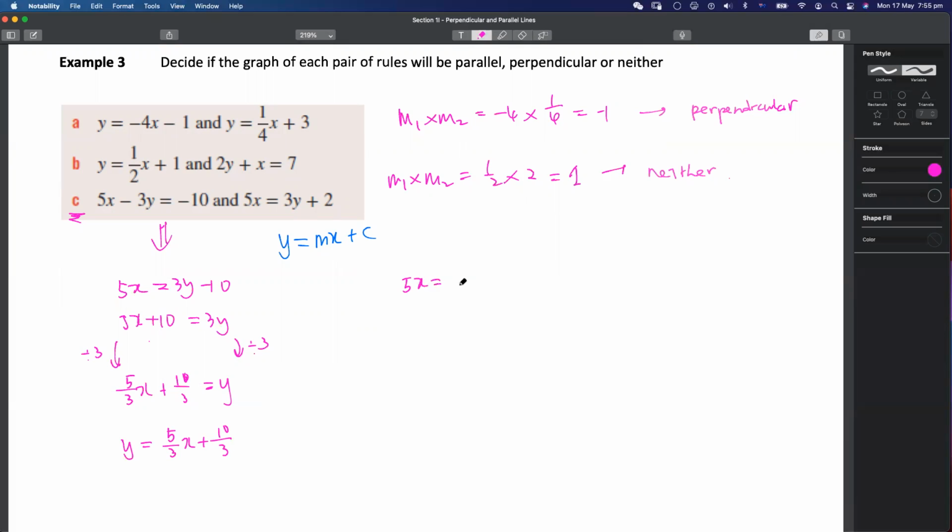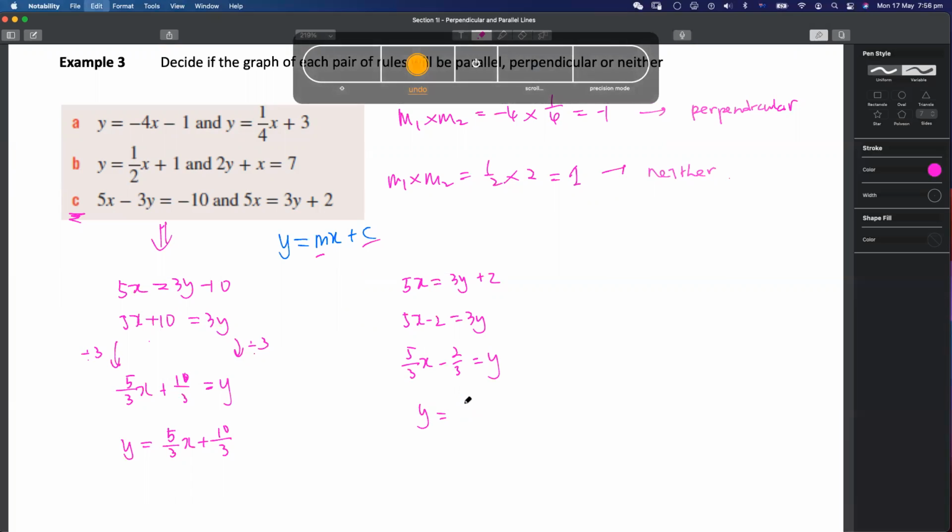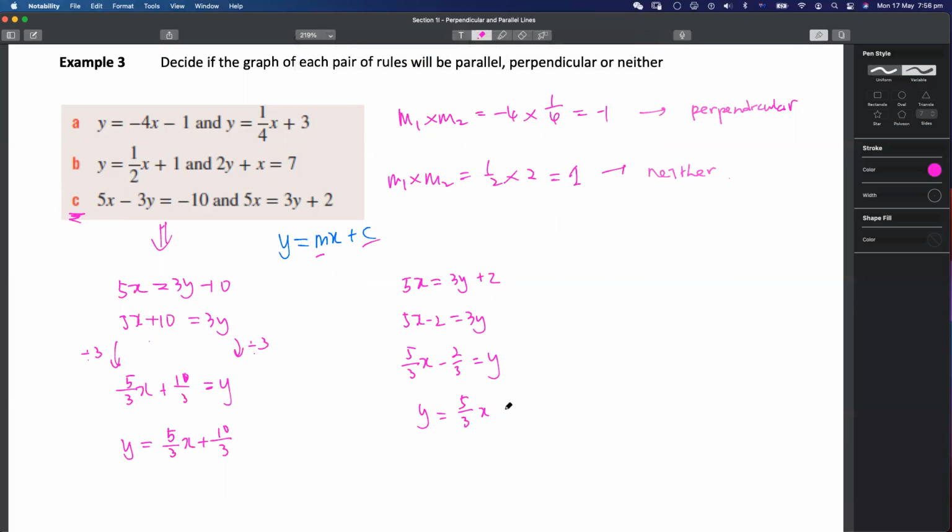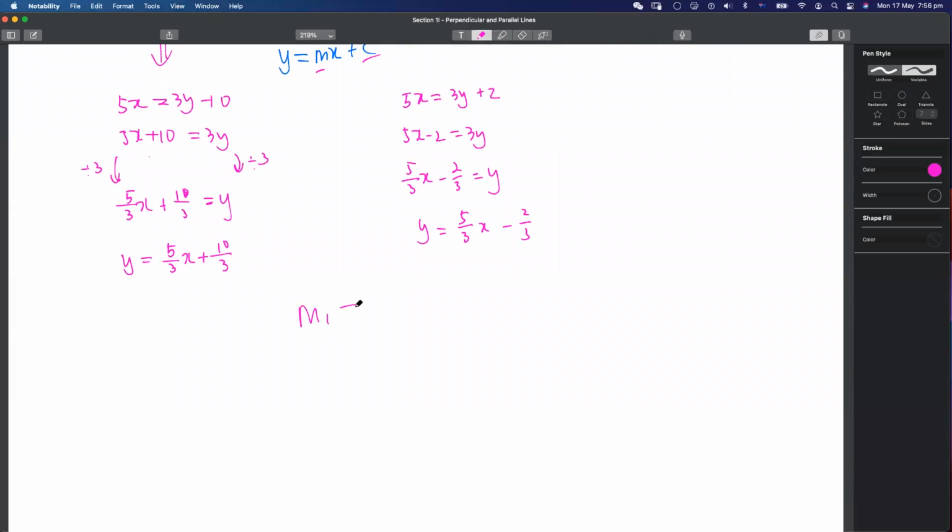5x is equal to 3y plus 2. Again, we want to get y by itself as gradient intercept form. So 5x take away 2 is equal to 3y. So divided by 3 will get 5/3x minus 2/3 is equal to y. So your y is equal to 5/3x minus 2/3. And you could find both m1 and m2 are equal. Therefore, they are parallel. Okay, so they are parallel.